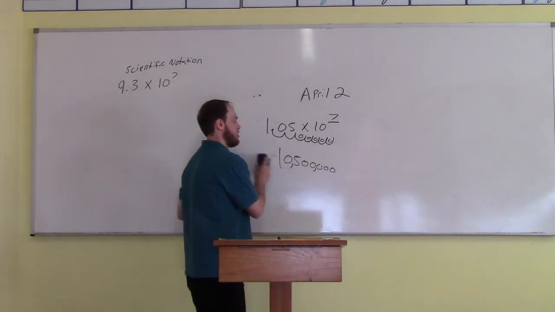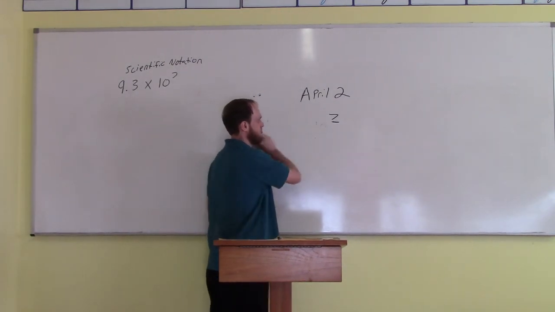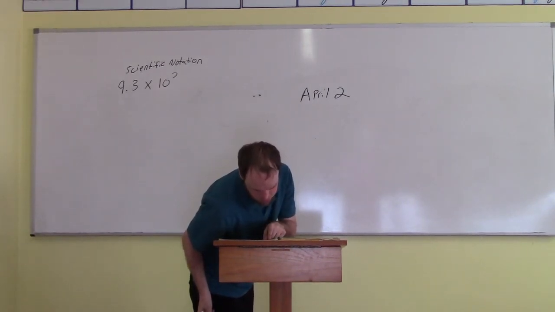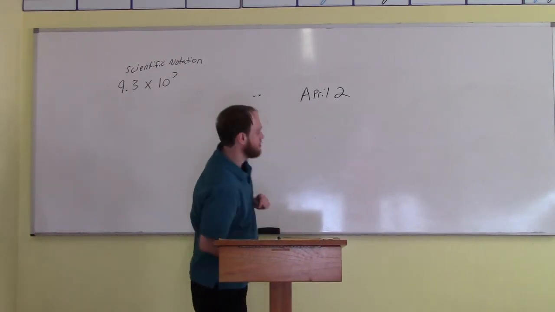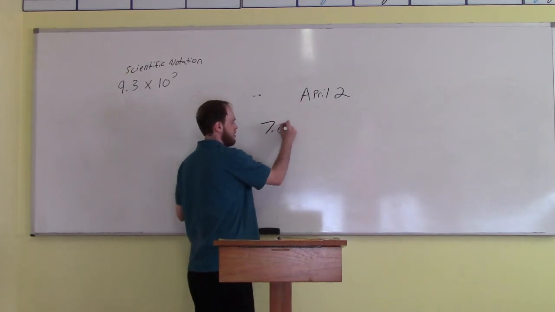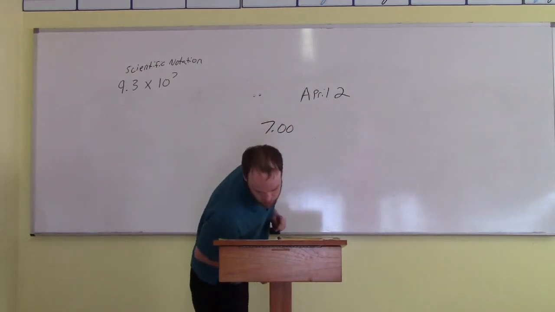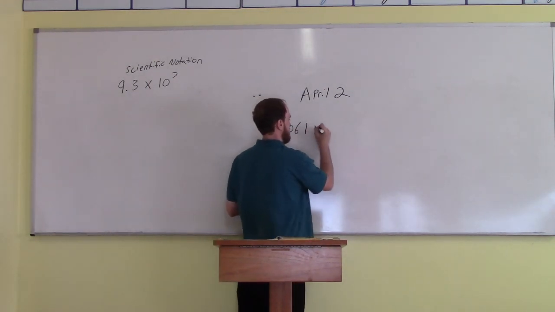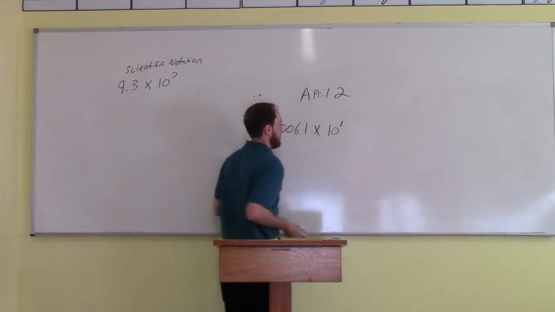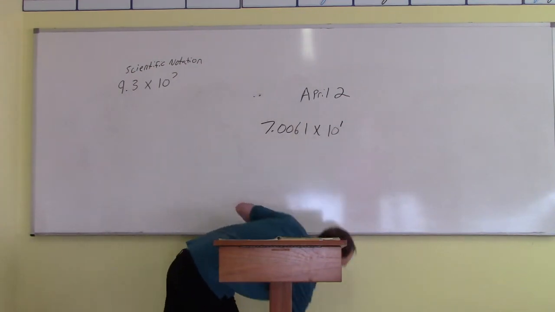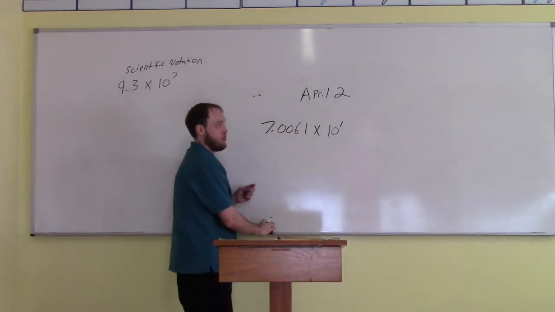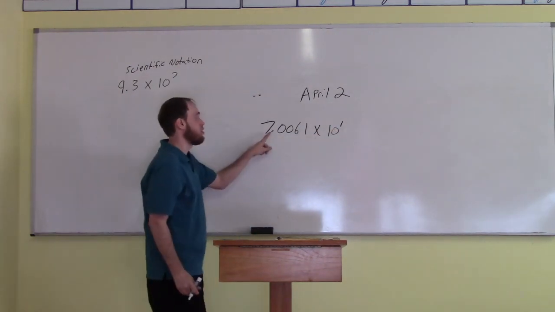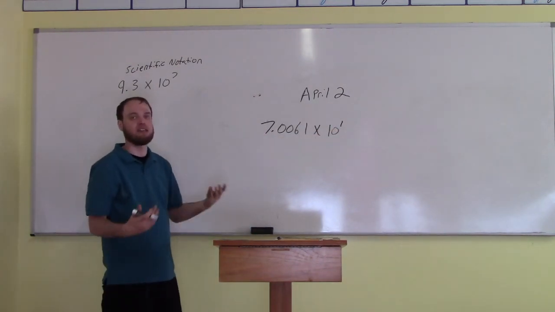We'll look at 35. Should be the last one. So 35 says 7.0061 times 10 to the first. And so all this is going to tell me to do is whatever this number is above the 10, that's how many times we move the decimal. And since the decimal is here, we're just going to move it 1 time this time.